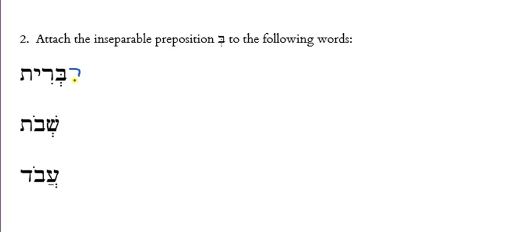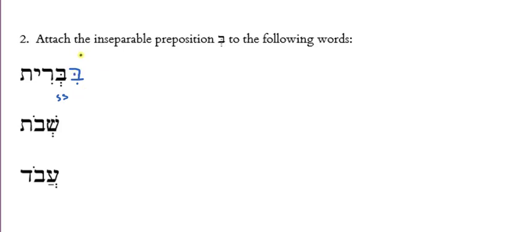So I'm going to have to prefix a bet in front of this, and I'm going to want to put a vocal Shiva, and bet is a begadkefat letter. It comes standard with a dagesh lene, a dot. Now, what's the problem here? I have two vocal Shivas side by side. What do I do with that? I have a Rule of Shiva problem, and I have to solve it with a Rule of Shiva BB gun. The second vocal Shiva is going to shoot out the I of the first vocal Shiva, and then what's going to happen? After that hireq, this Shiva is going to be silent, okay?